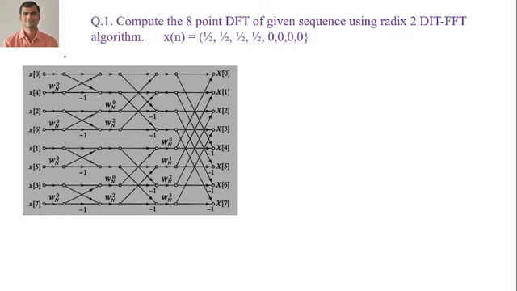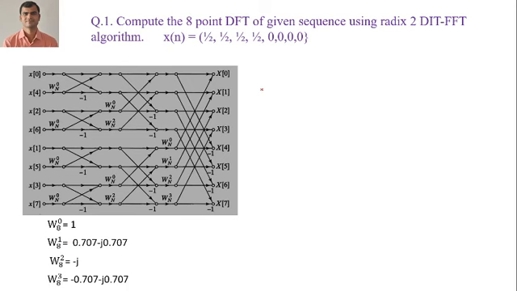So first we have to find the stage 1 output, and before the stage 1 output we require some values W0, W1, W2 and W3. W0 is always equal to 1, W81, I have told you, is e raised to minus j pi by 4. After putting cos pi by 4 minus j sin pi by 4, we will be getting this value, W82 and W83.